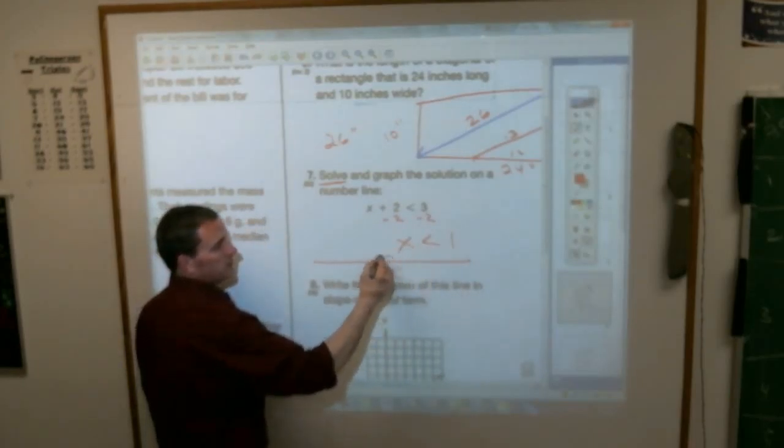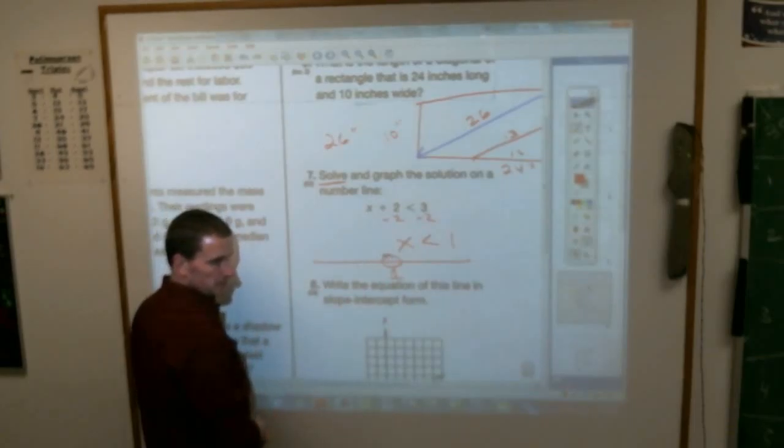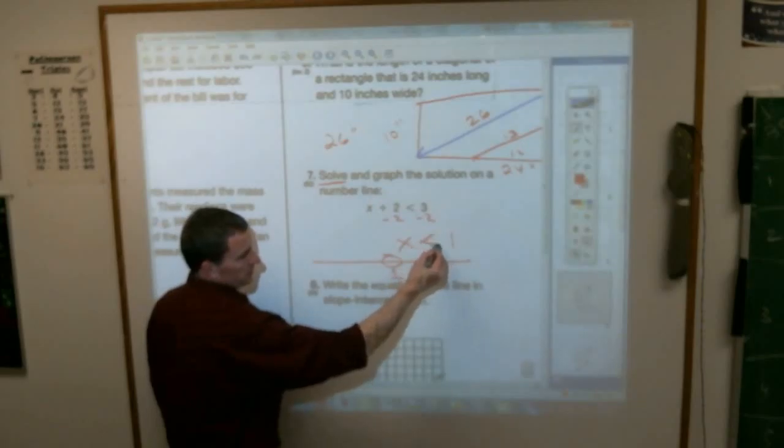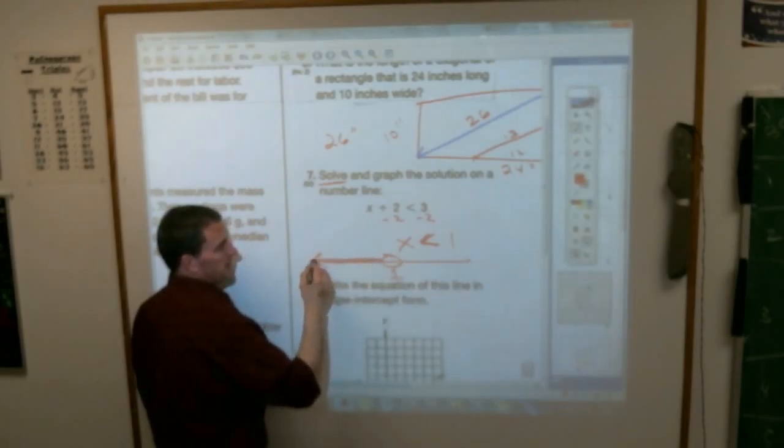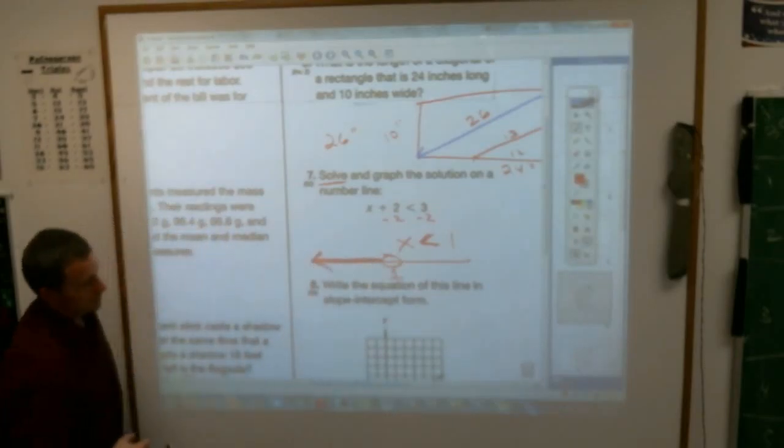Open because it's not equal. What side am I shading? The less than side. Again, I always look at this as my clue. The arrow I get when I shade is going to go this way, so it has to be shaded in this side. X is less than 1.